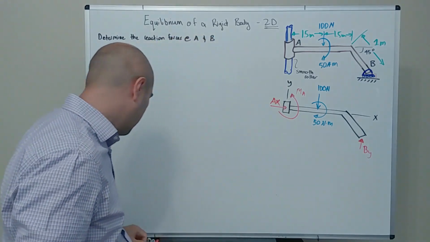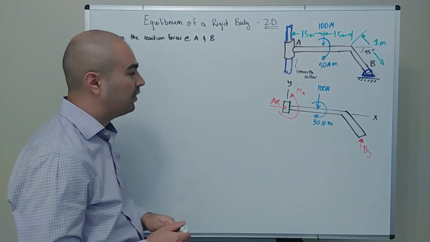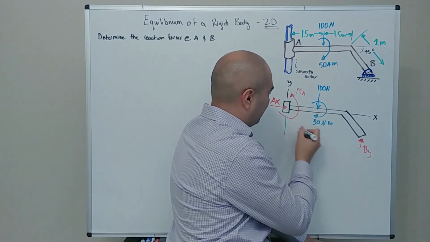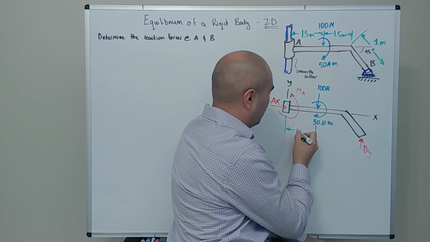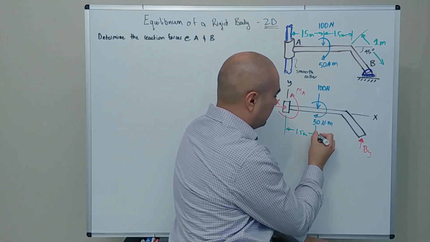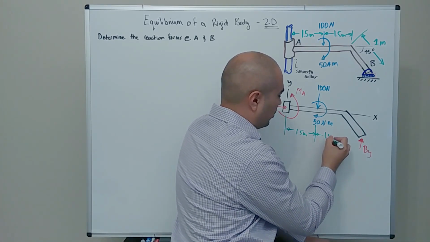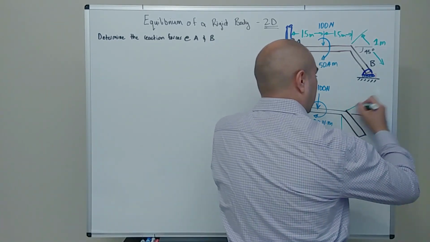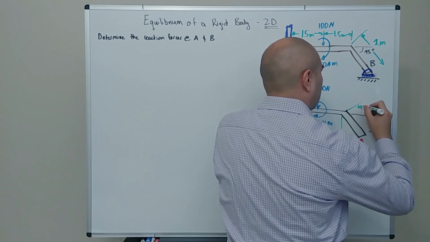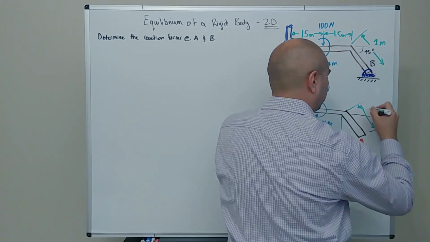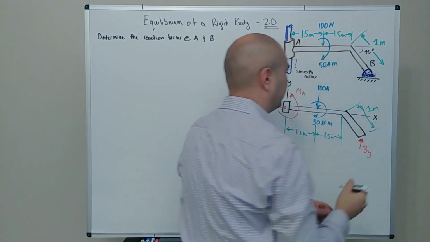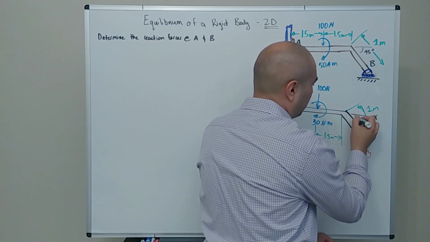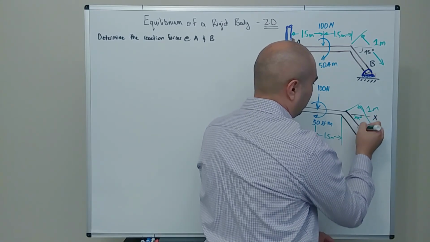What else do I need to solve this problem with the equations of equilibrium? I'm going to need the distances. So this is a distance of 1.5 meters to here, another 1.5 meters to right there, and then the length of this member over here is 1 meter. Also, this member makes an angle of 45 degrees.